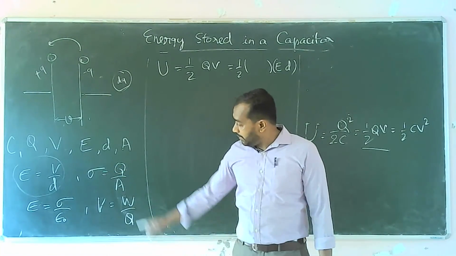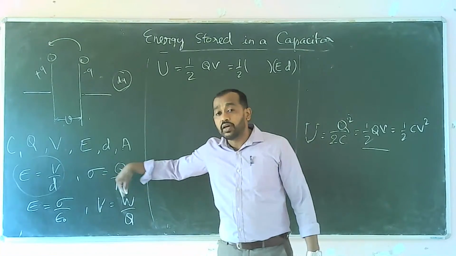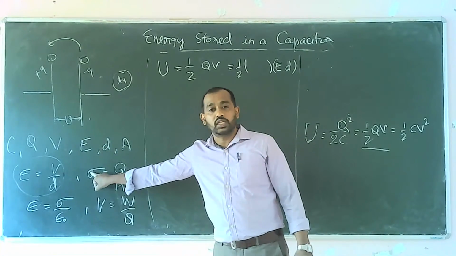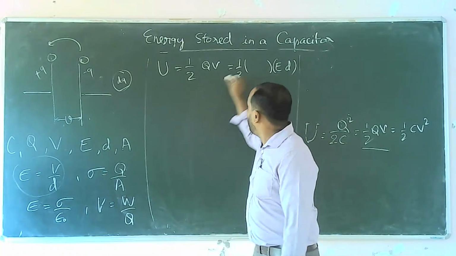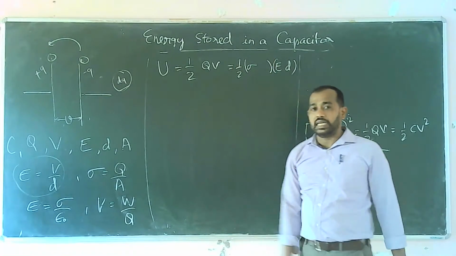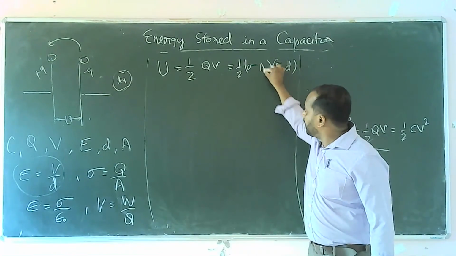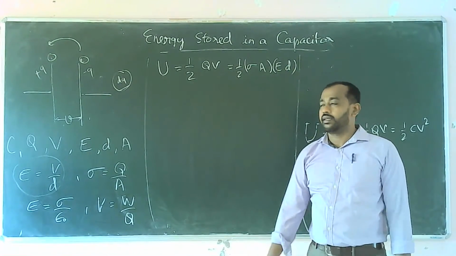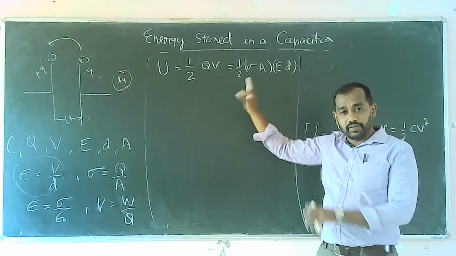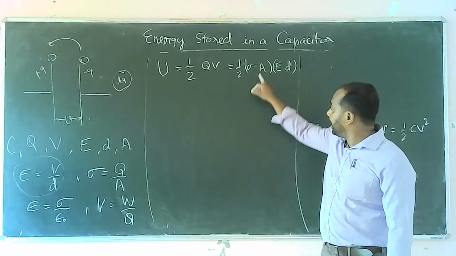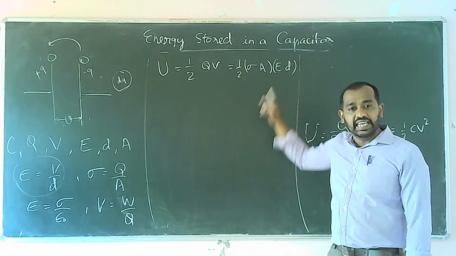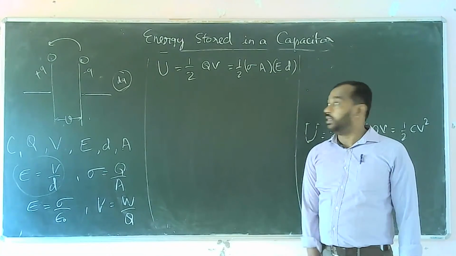Surface charge density will be equal to Q by A. So if you rearrange it, Q will be equal to sigma into A, where sigma is the surface charge density and A is the area of cross section of the capacitor. D is the distance between the plates of the capacitor. A is its area of cross section. E is the electric field between the two plates.